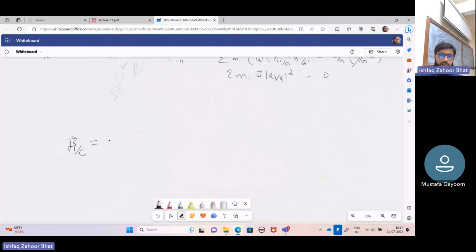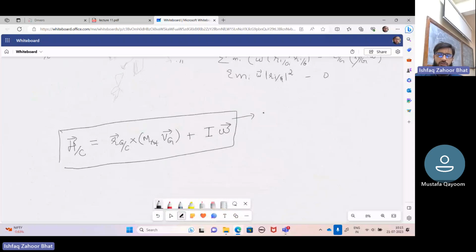H with respect to C is equal to r g with respect to C cross m total vg plus, what was the second term? I omega. Okay, but don't forget that this is only for rigid body. Okay, this is a very fine equation and a very important equation.